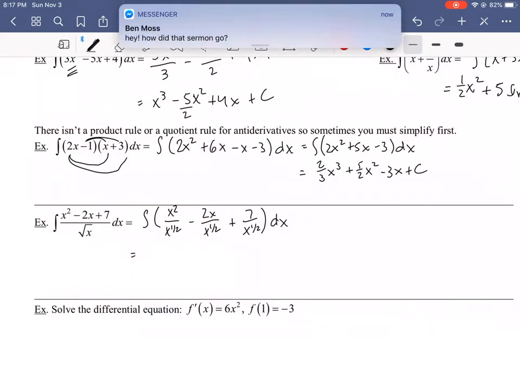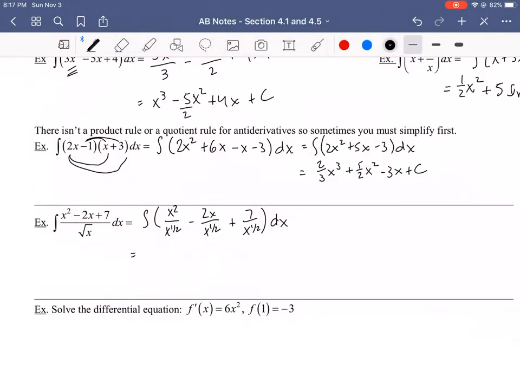Okay, and simplifying further, this is going to be the integral of x squared over x to the 1/2, which becomes x to the 3/2 when I subtract the exponents, minus 2x to the 1/2, plus 7, and in this term, the x to the 1/2 is going to move to the numerator and become x to the negative 1/2. Okay, so now I'm ready to increase the exponent by 1 and divide by the new exponent.